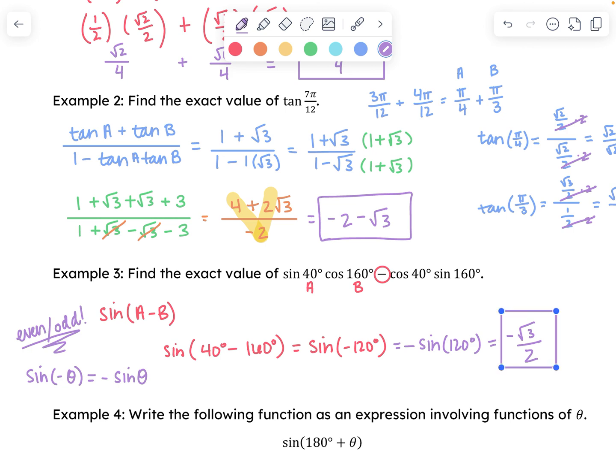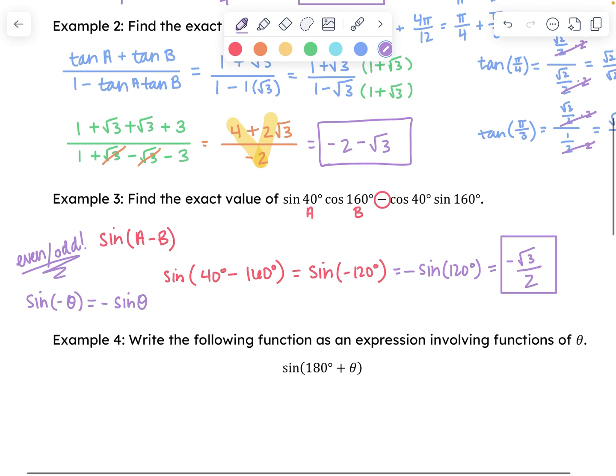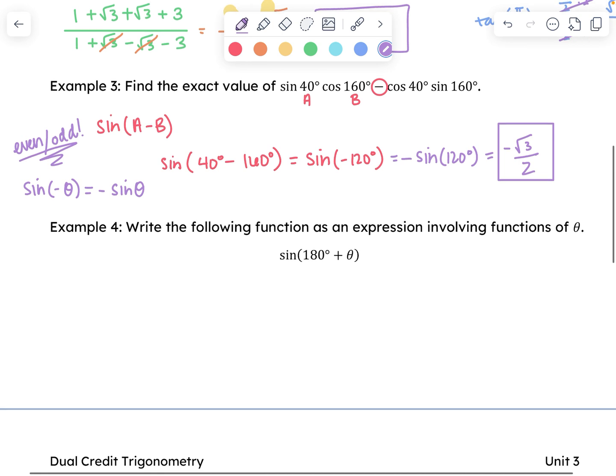So don't forget about your other identities and how they can help you when you're solving some of these equations or expressions.